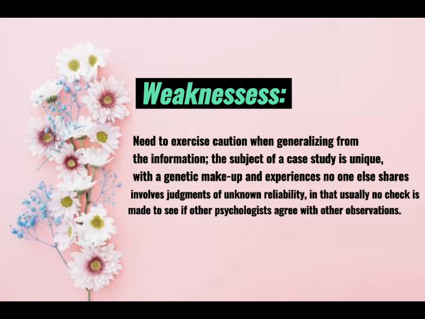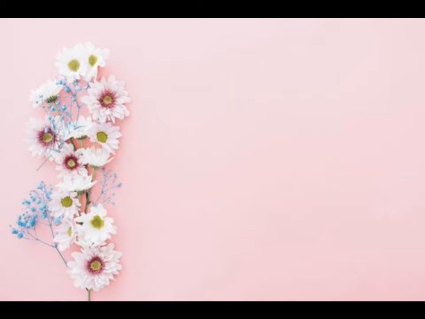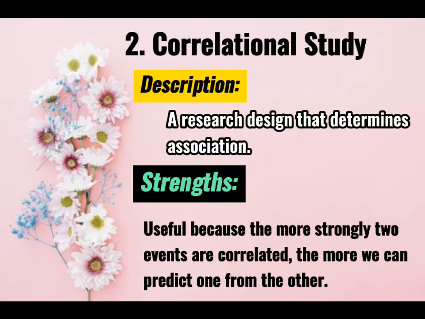Let's proceed to correlational study. Correlational study, a research design that determines association. It is useful because the more strongly two events are correlated, the more we can predict one from the other. As for strength, it is useful for two events that are correlated. This is the type of study that is non-experimental research, in which a researcher measures two variables, looking for variables that seem to interact with each other.